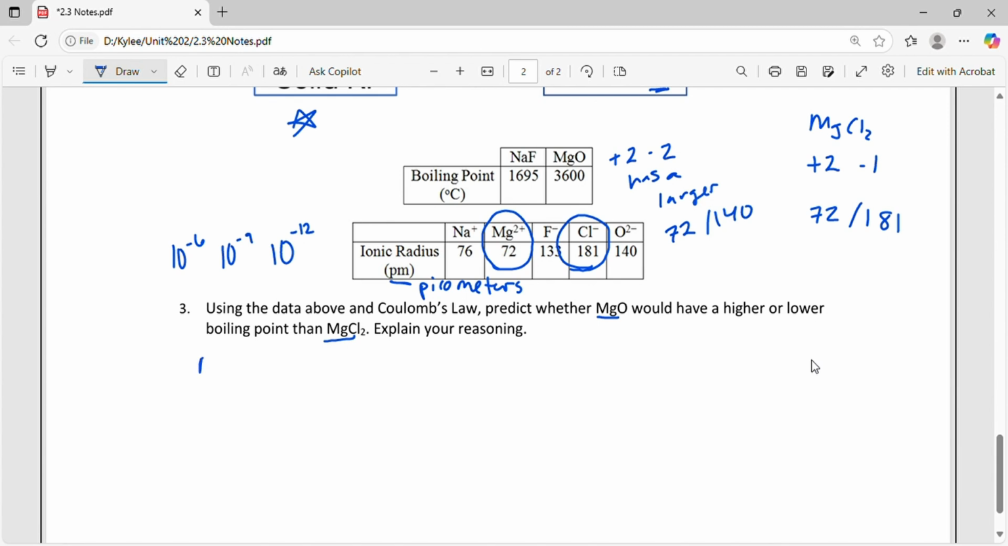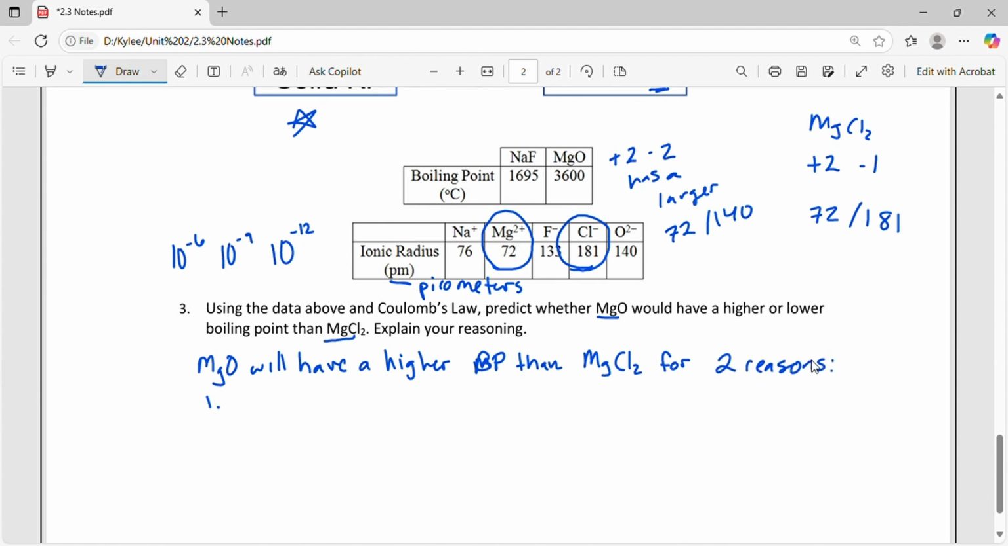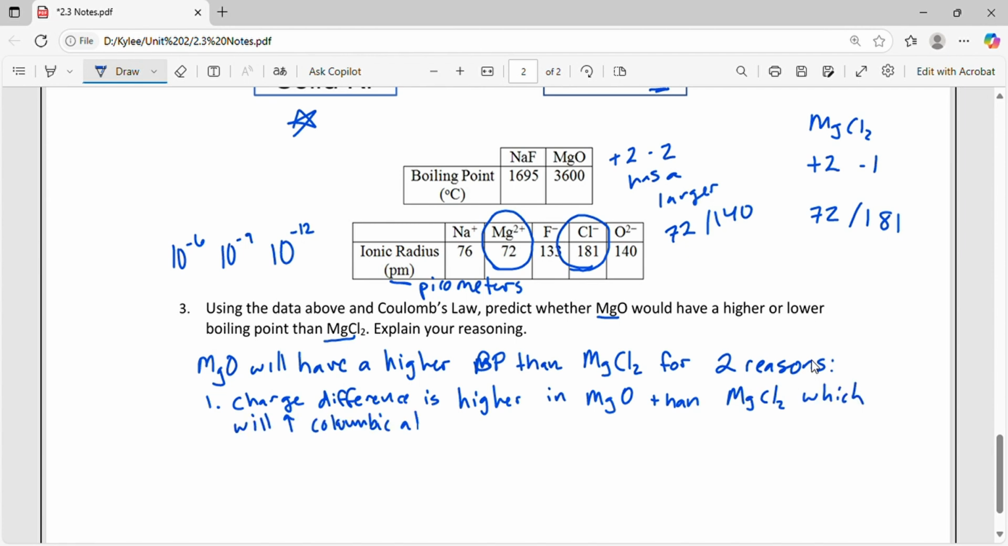So I'm going to say, I'm going to state my claim first, MgO will have a higher boiling point than MgCl2. And this is going to be for two reasons. And I like a nice list. One, the charge. Charge difference is higher in MgO than MgCl2, which will increase Coulombic attraction, leading to higher boiling point. Oh, I keep saying melting point, I mean boiling point, and bond strength.